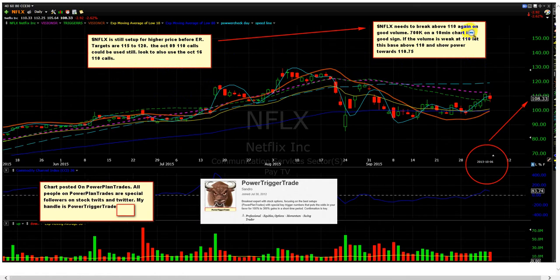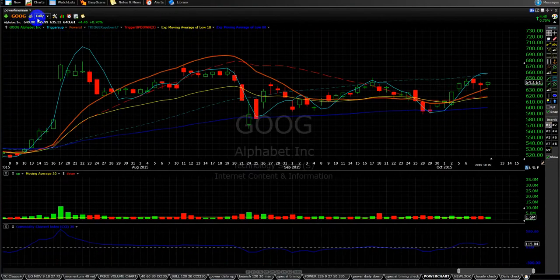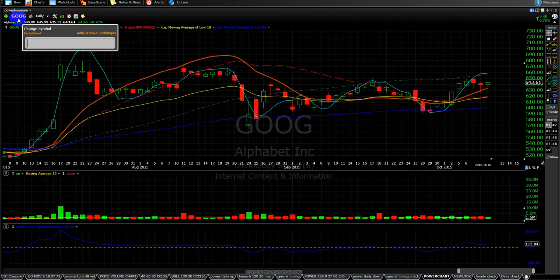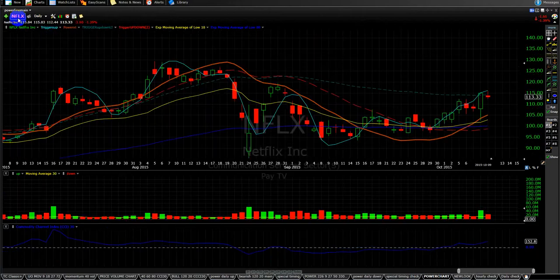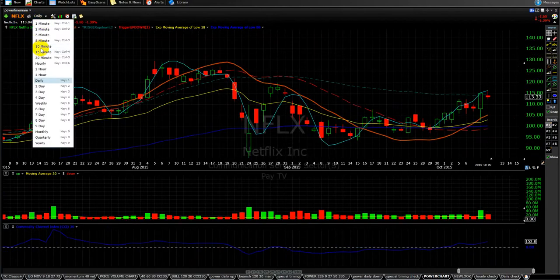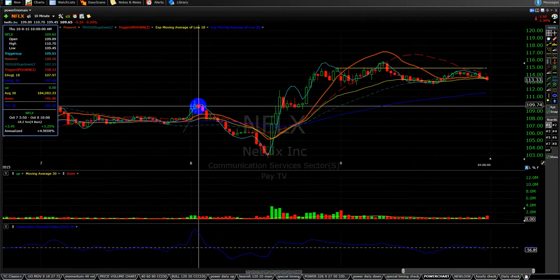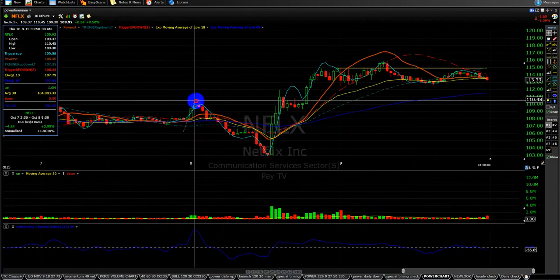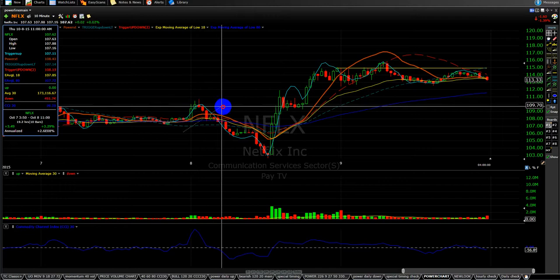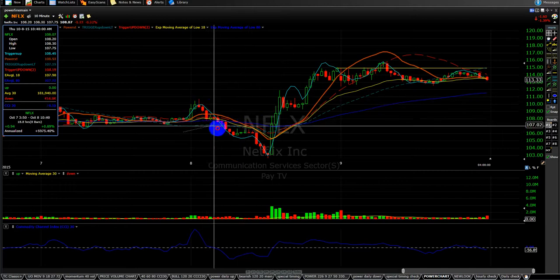Now, because the SPY was a little bit choppy and pulling back, this created a second signal. If we look at the charts on Netflix, NFLX, and I put up a 10-minute chart, I want to show you what happened. Netflix was confirming in the morning, and then because of the SPY, it pulled back. So we had to exit.